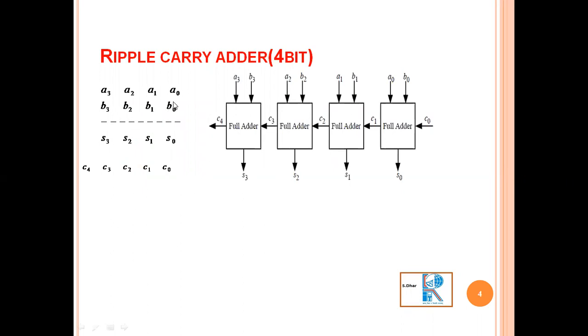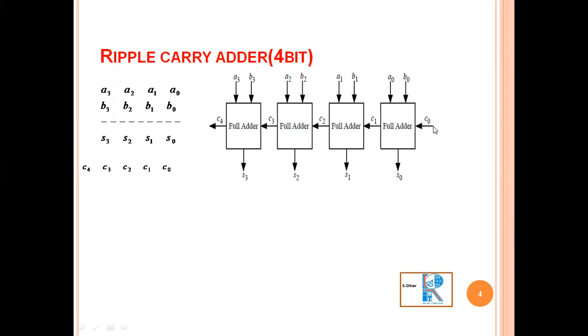See here, we are adding A0, A1, A2, A3. This is a 4-bit number, as is clear from here. We are adding it with B0, B1, B2, and B3. What result are we getting? We are getting the sum as S0, S1, S2, S3, and the carries C0, C1, C2, C3, and C4 is the final carry. Clear? So what will happen? First, it will add A0 and B0 with the C0.